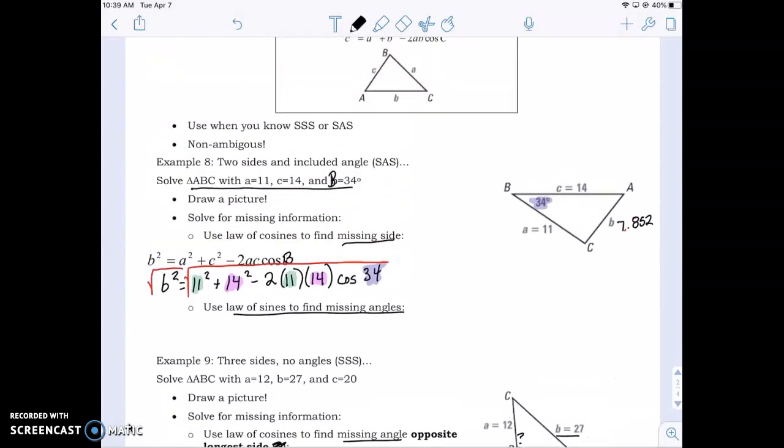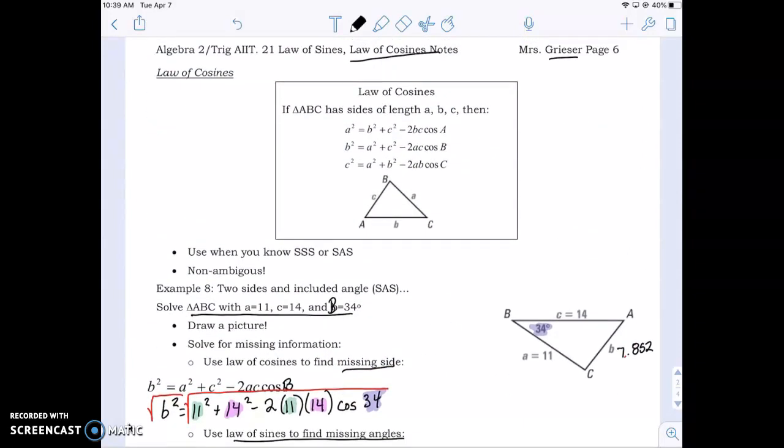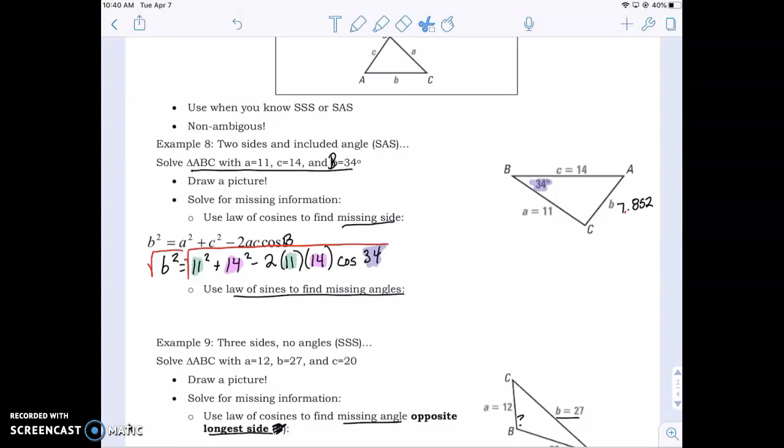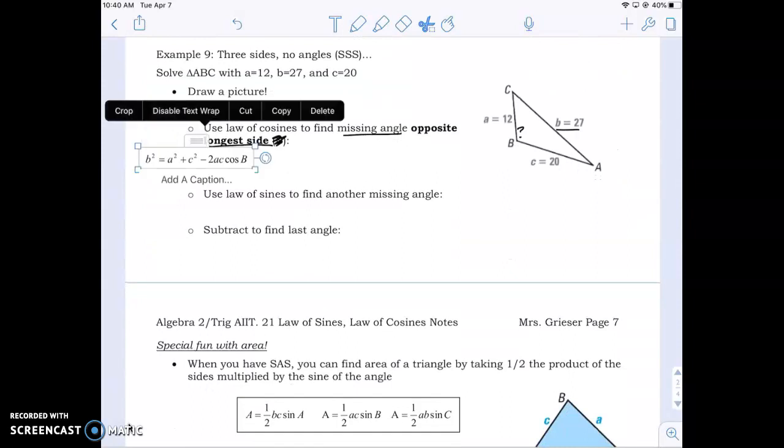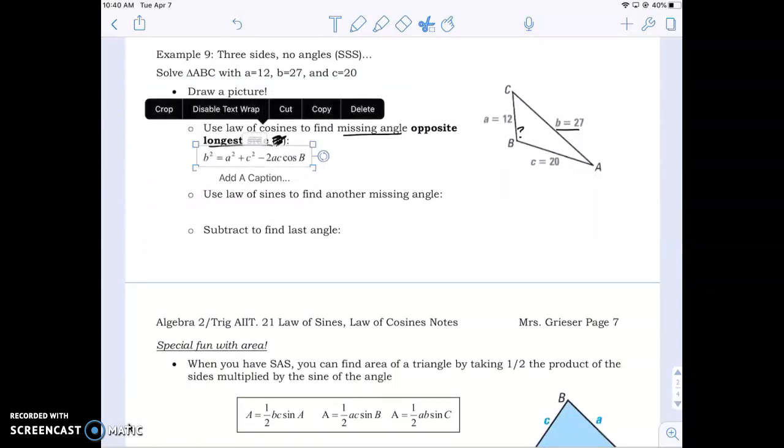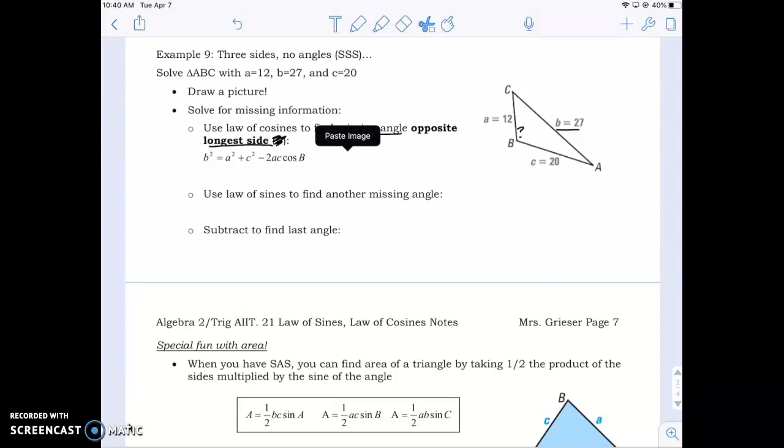Let's go up to our equations here. Which one of these would I use to find angle B? Interestingly enough, it is the same equation that I just used, because if I want to find side B or angle B, I'm going to use the same formula. And now we just substitute.